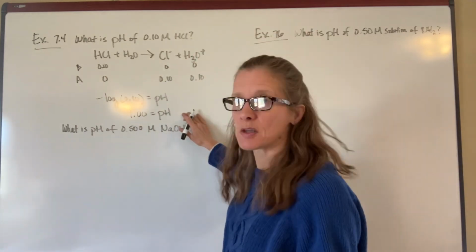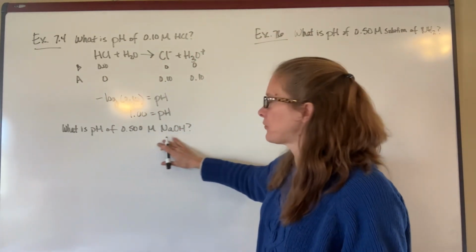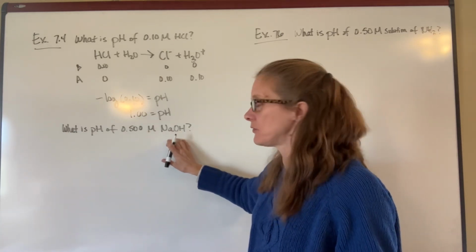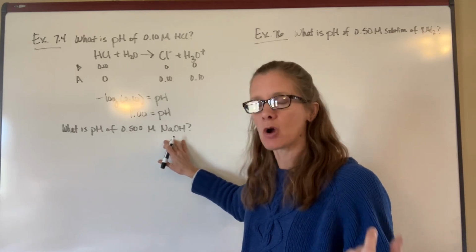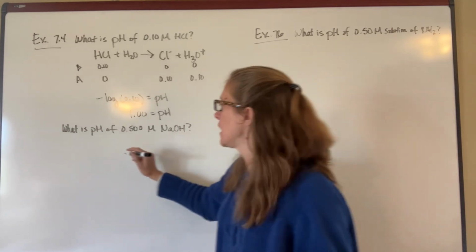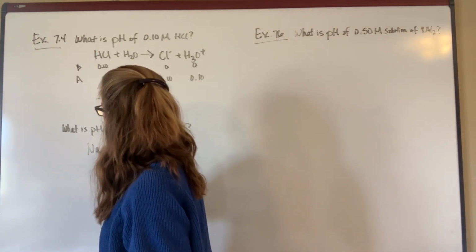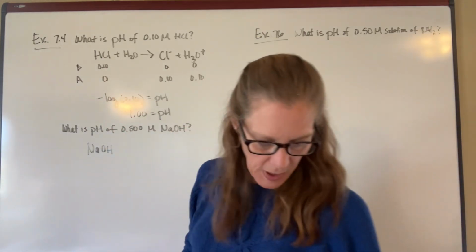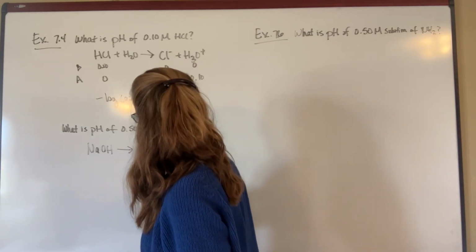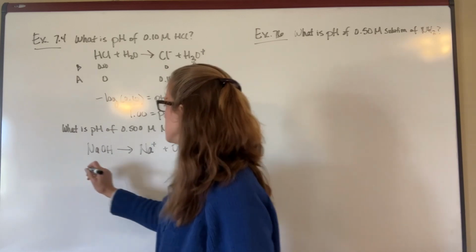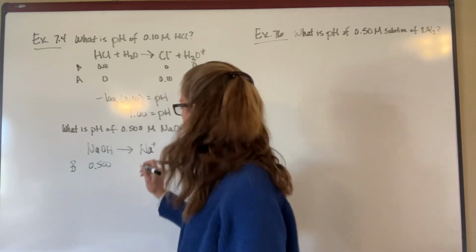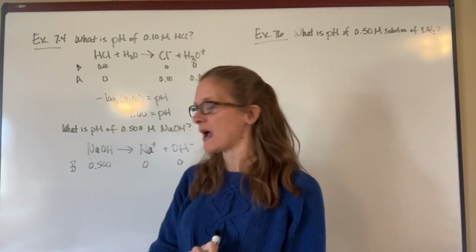So, relatively simple, right? How about if I'm dealing with a base? What's the pH of a 0.5 molar solution of NaOH? Well, again, first question, strong base or weak base? Well, sodium's in the 1A column, so it is a strong base. And so just like I had before, I'm going to have the NaOH, and then when it dissociates, it's going to dissociate into sodium ions and hydroxide ions. So before reaction, I have 0.500 molar over here, and then I have nothing on this side.